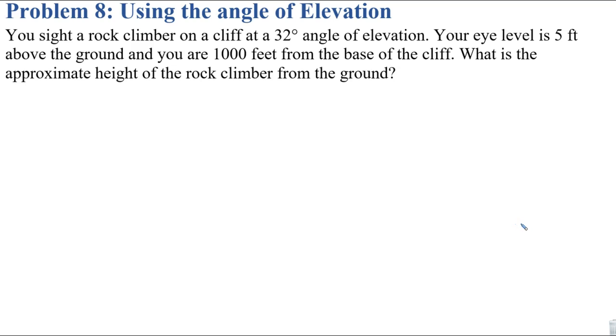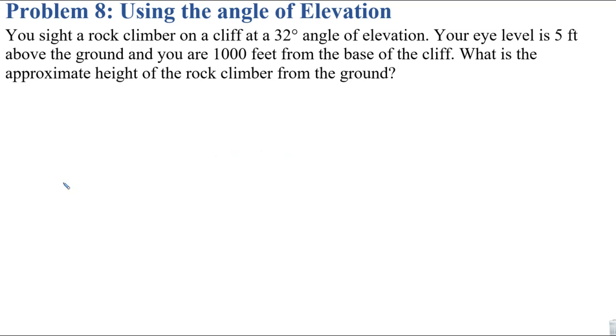All right, last thing we're going to do is use trig to solve a real-world question, and that's going to deal with something called an angle of elevation. Okay, let's say you sight a rock climber on a cliff at a 32-degree angle of elevation. Your eye level is 5 feet above the ground, and you're 1,000 feet from the base of the cliff. What's the approximate height of the rock climber from the ground?